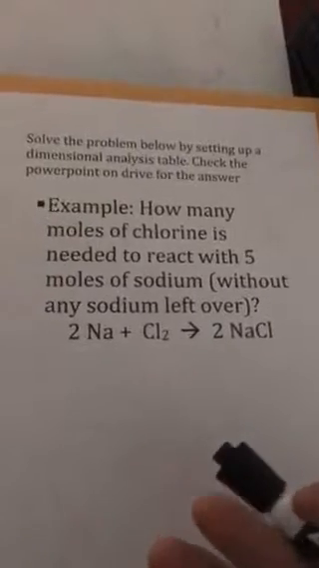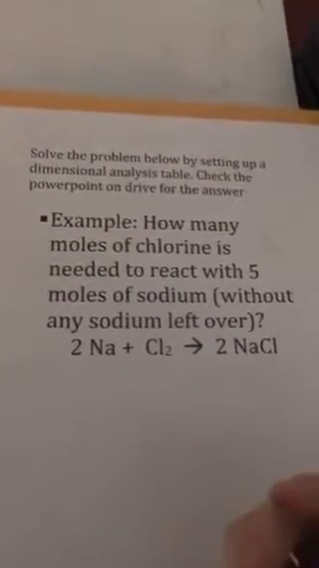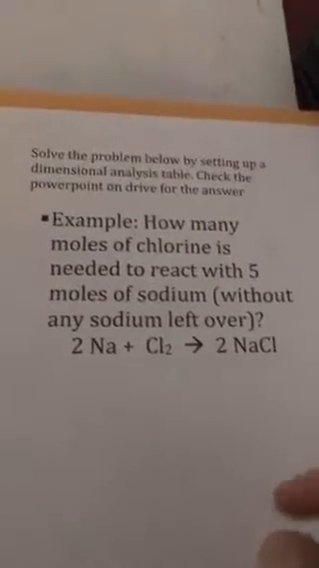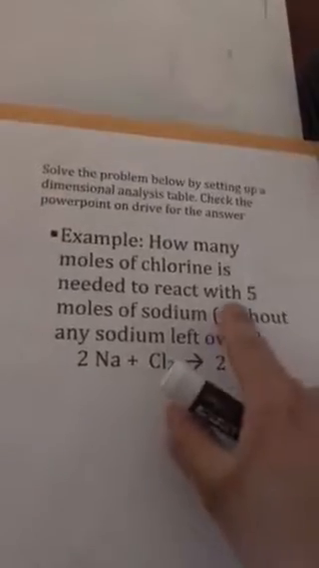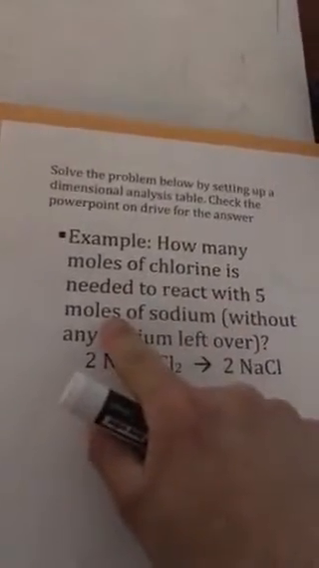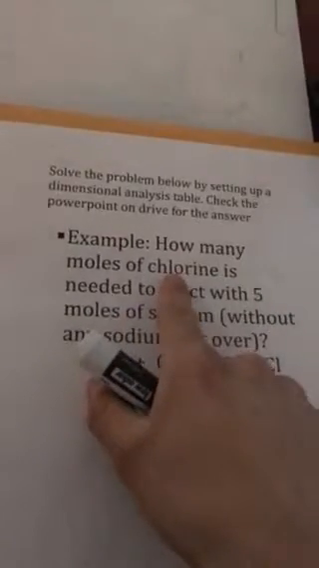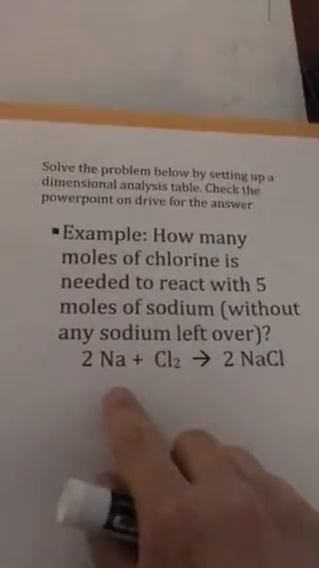So the question reads, how many moles of chlorine is needed to react with 5 moles of sodium? So in stoichiometry, you always figure out what you have and then what you're trying to get to. So I have 5 moles of sodium, and I'm trying to get to how many moles of chlorine I need, right? So in this reaction, you'll notice two things.